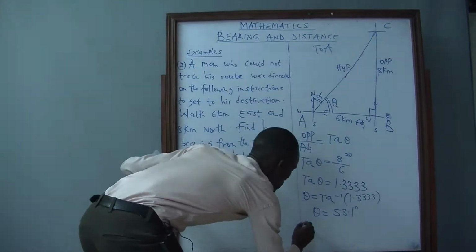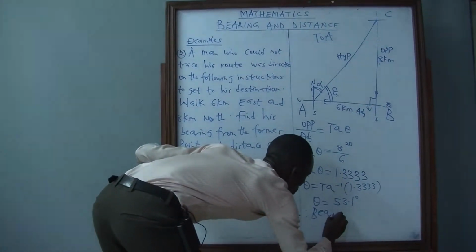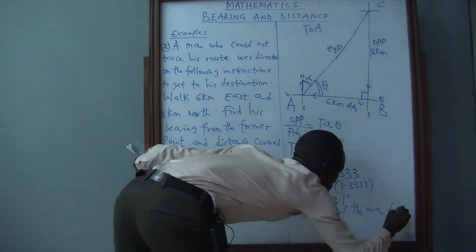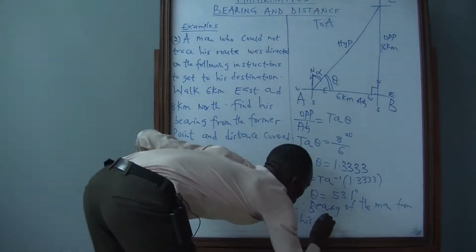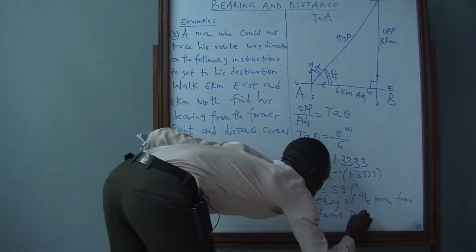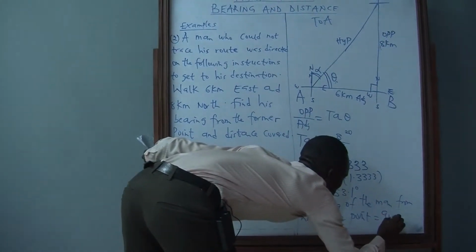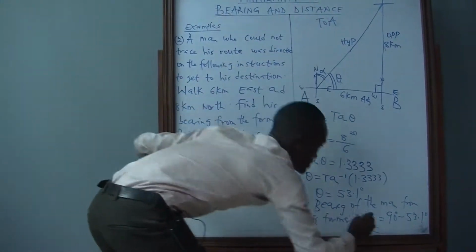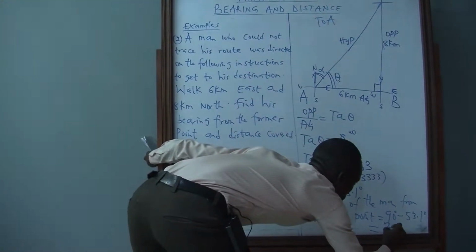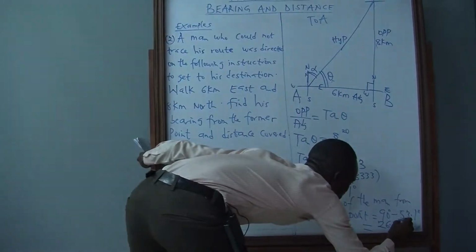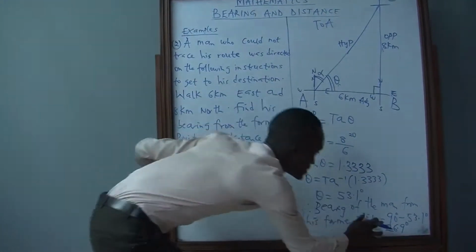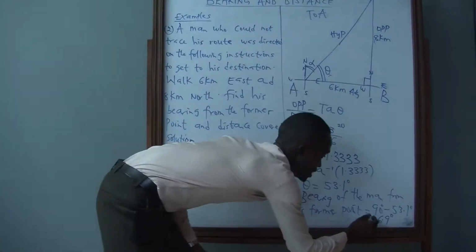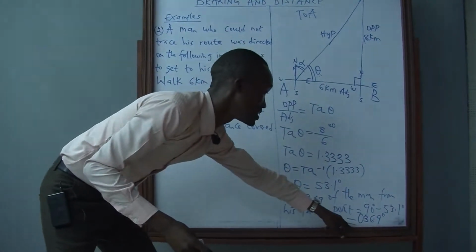So therefore, the bearing of the man from his former point is 90 degrees minus 53.1 degrees, and that is 36.9 degrees. We can put 0 in front to indicate that the movement is clockwise.